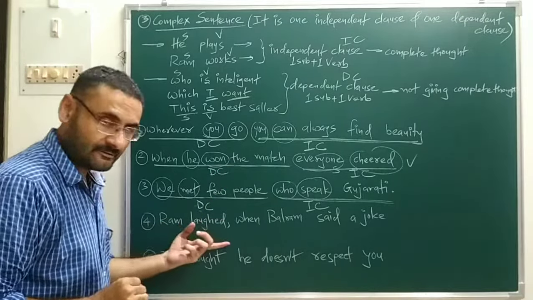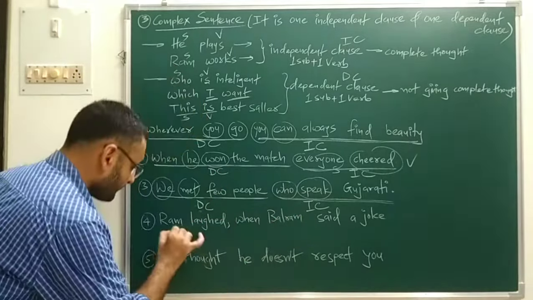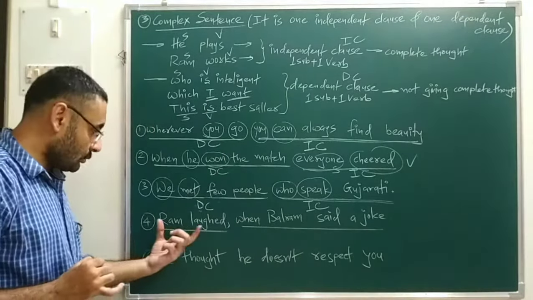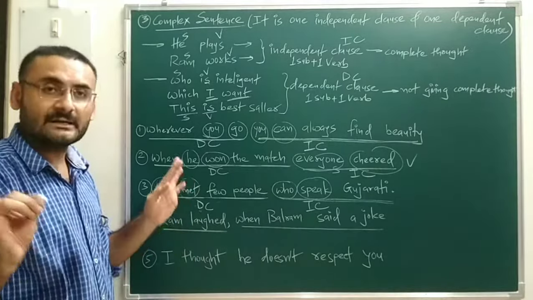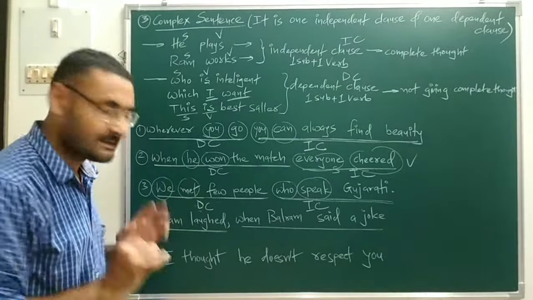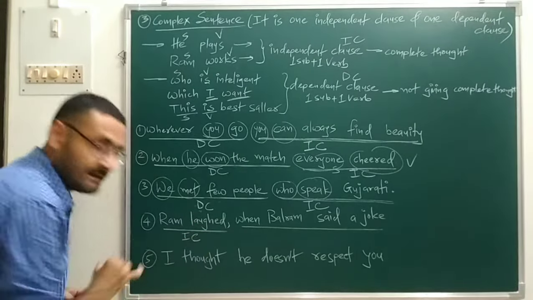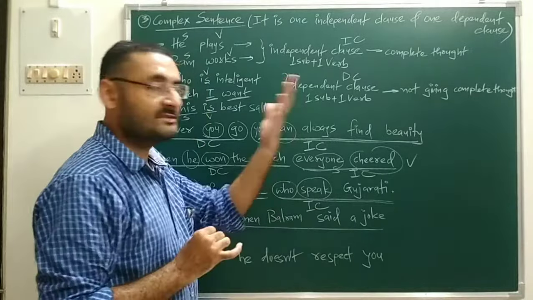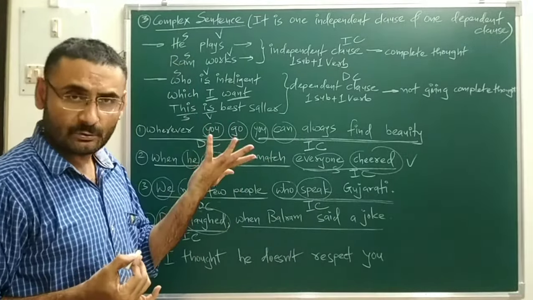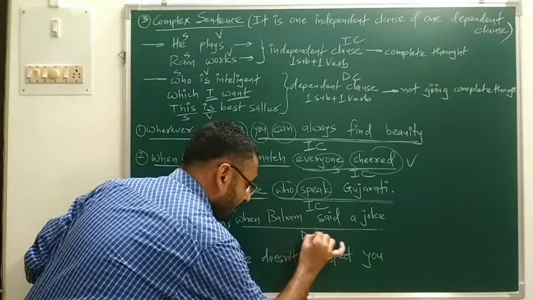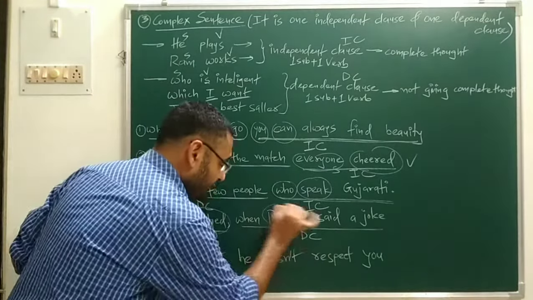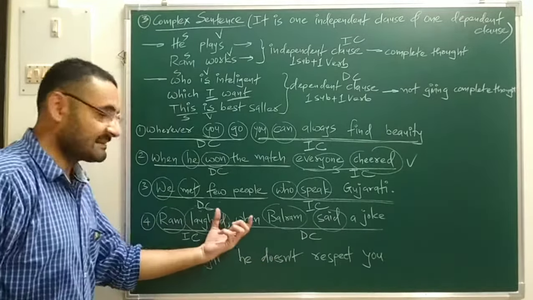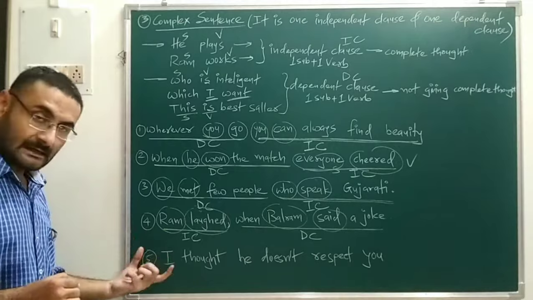Next is: Ram laughed when Balram said a joke. So Ram laughed is one clause. When Balram said a joke is another clause. Over here, Ram laughed, the thought is clear. So that is why it is your independent clause, which has one subject and one verb. Next is when Balram said a joke. We don't know when. The thought is not clear. So that is your dependent clause, in which one subject and one verb are there. So independent clause and dependent clause create a complex sentence.